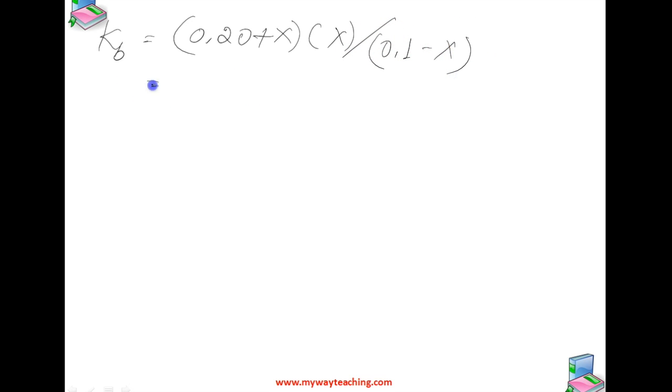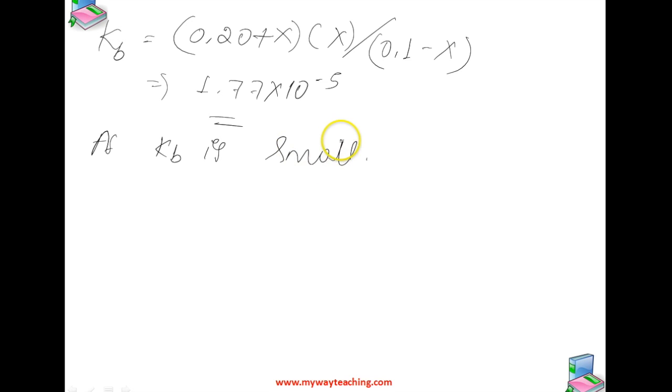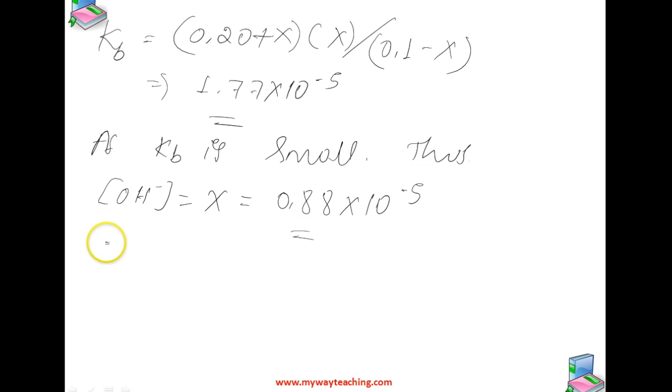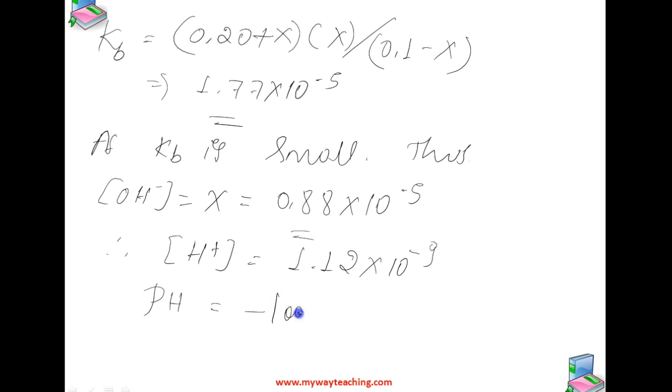So Kb you can write as 0.20 plus x into x divided by 0.1 minus x, equal to 1.77 into 10 raised to minus 5. As Kb is small, we can neglect x in comparison to 0.1 mole and 0.2 mole. Thus OH- is equal to x, equal to 0.885 into 10 raised to minus 5. Therefore H+ is equal to 1.12 into 10 raised to minus 9. pH is equal to minus log of H+, which is 8.95.